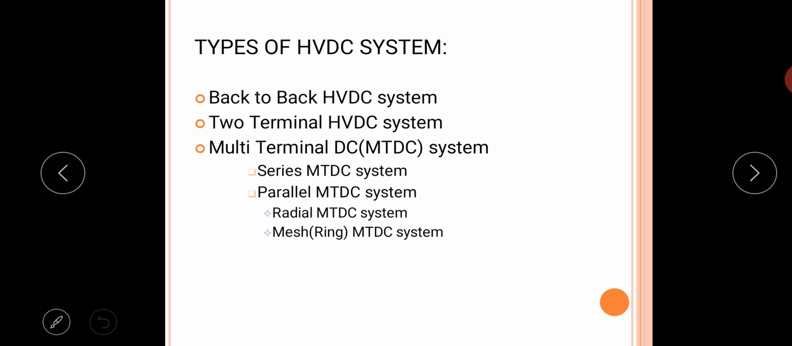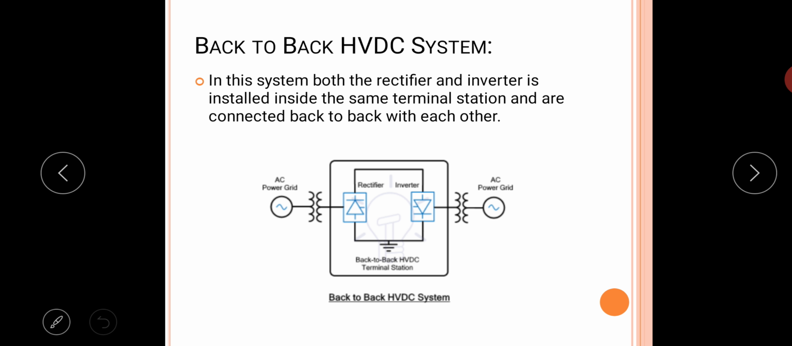These are the major types of an HVDC system: back-to-back system, two-terminal system, and a multi-terminal system, which is further subdivided into series and parallel systems. Back-to-back HVDC system: here, both the rectifier and the inverter are placed within the same station and are connected back to back with each other. There is no need for the DC transmission line since they are placed within the same station. It is used to connect networks or grids operating at different frequencies.